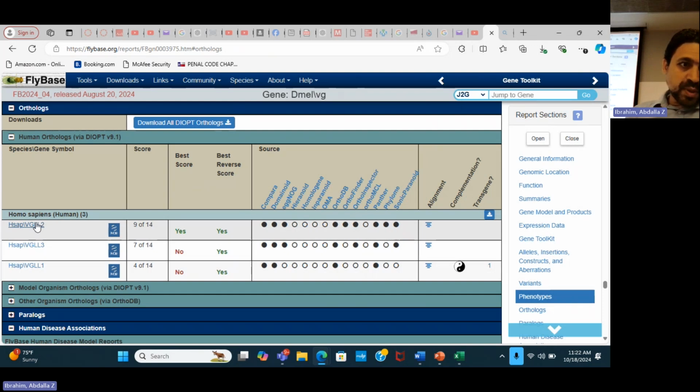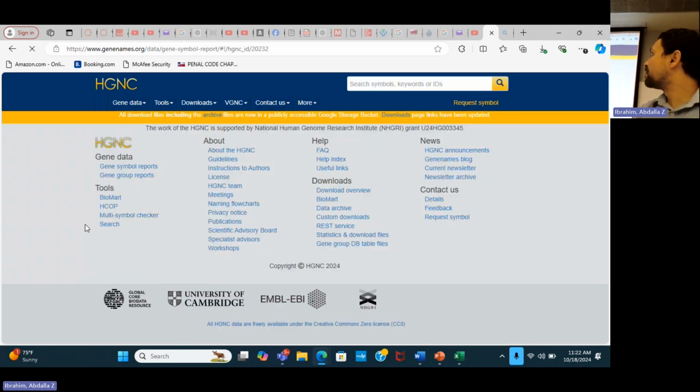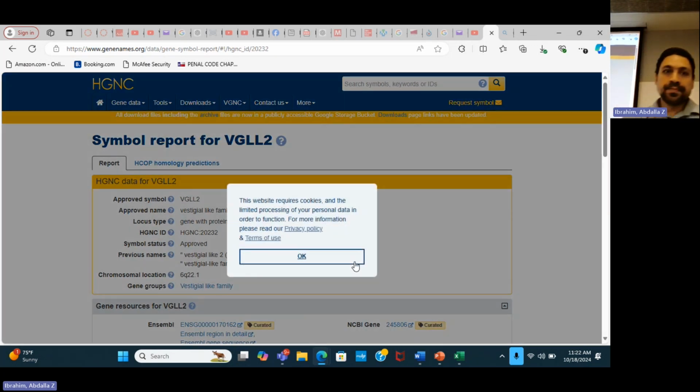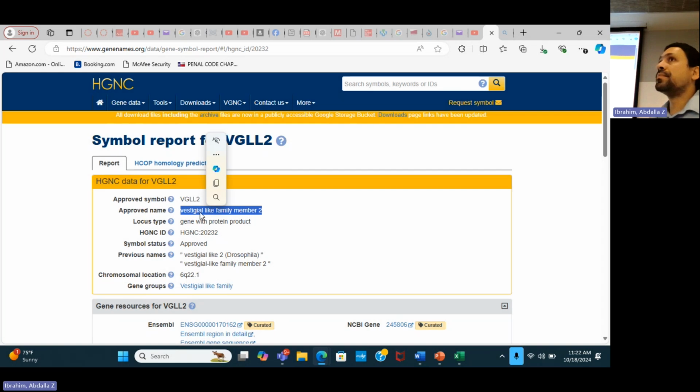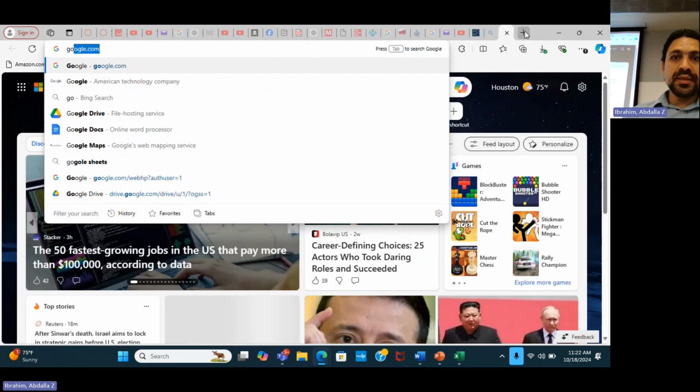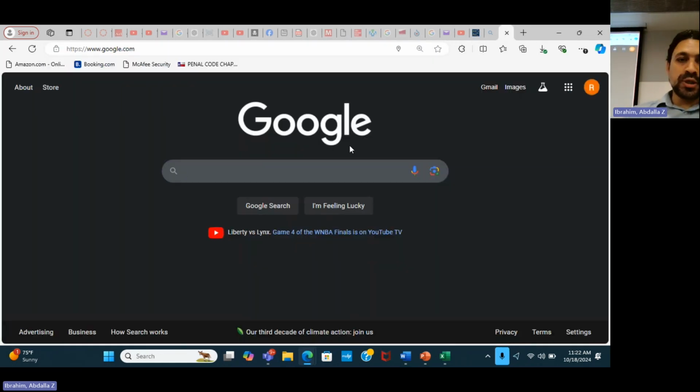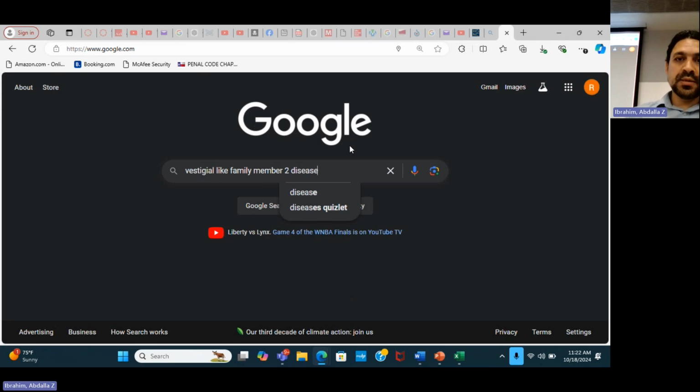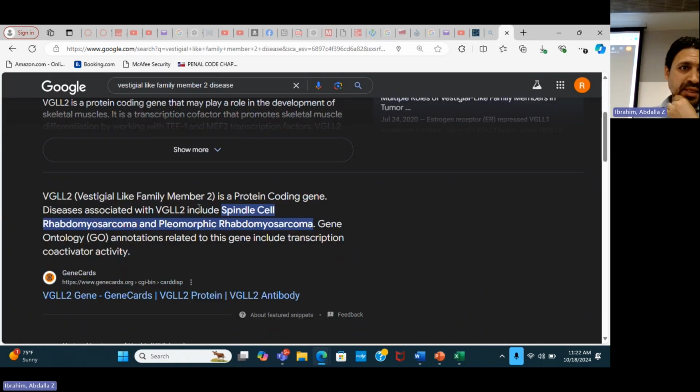So I could click on this and see what comes up. It's called vestigial-like family member, right, in humans. So you could go and find if there are any human diseases associated with this gene. Disease, so it says spindle cell rhabdomyosarcoma, some type of cancer.